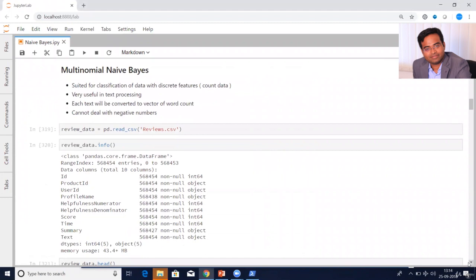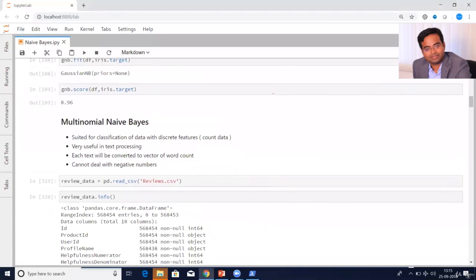Now let's get into the multinomial naive Bayes. This is very useful for text processing, and it is suited for discrete features where the column resembles some counter. So when using text preprocessing techniques, you convert the text into counters of a particular vocab, right? We'll use some preprocessing technique to convert the text into words.